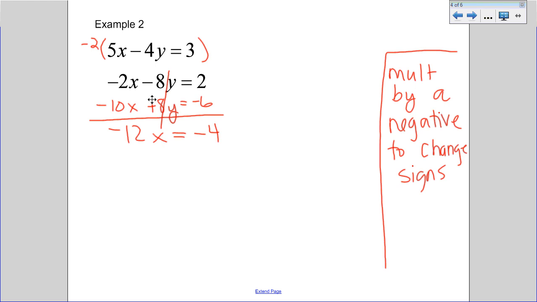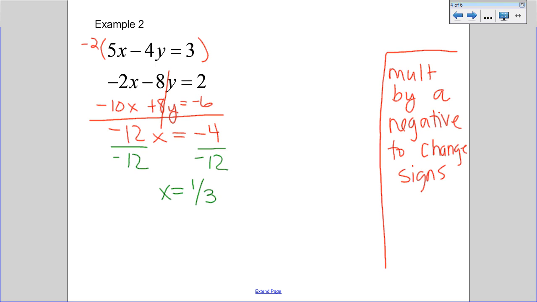I needed this negative to become a positive. And so because we needed to change the sign, we multiplied by a negative 2. All right? Divide by negative 12. 1/3, not 3, correct? 4/12 is less than 1. Make sure you don't switch that.